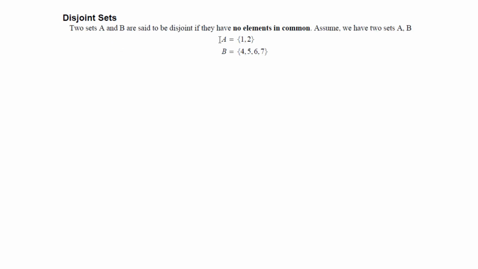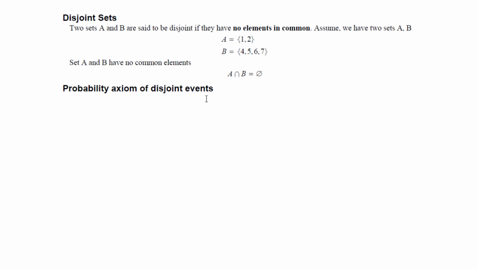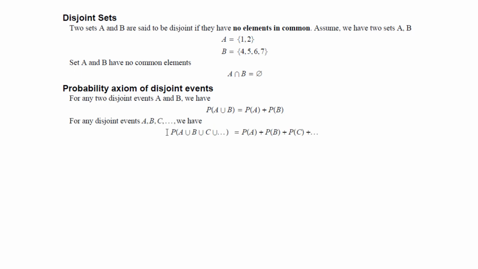So before we continue, we are going to define disjoint sets. If we have sets A and B, we say that these sets are disjoint if they have no common element, such as sets A and B. There is no common element between them, therefore their intersection is a null set. And we have to remember the axiom of disjoint events. If two events are disjoint, then they have no mutual element, and the probability of the first event or the second event is equal to the probability of the first plus the probability of the second. And the same thing can be generalized for more than two events here.